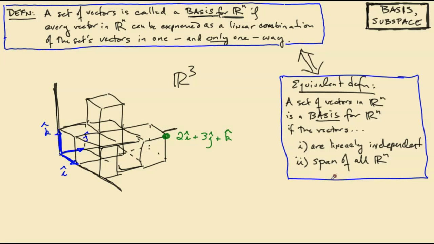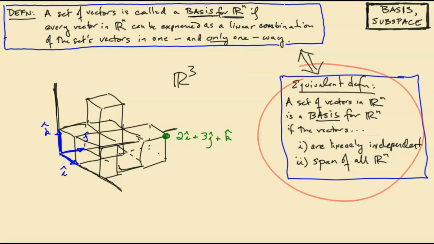The idea is that this condition, that the vectors span all of Rn, is what guarantees that every point in Rn, every vector in Rn, can be expressed in at least one way as a linear combination of the given vectors. And that is part of our definition here. Every vector in Rn can be expressed as a linear combination of the set's vectors. The other condition, that they have to be linearly independent, is what ensures that that representation is unique, in one and only one way.